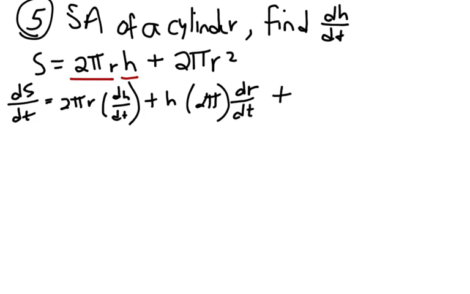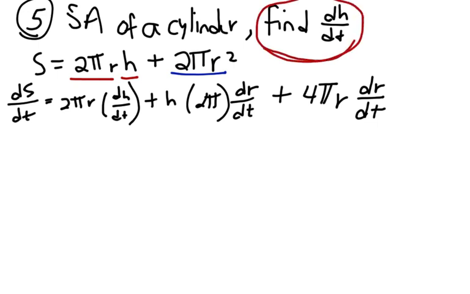plus, now I can take the derivative of this last piece here, 2 pi r squared. So my 2 comes out in front. I multiply 2 times 2 to get 4 pi r to the first power times dr dt. Now, this was all we had to do on the other problems, which are like the ones on the front of your worksheet. We would stop at this point. But on the back, they're asking us to actually find this specific one, dh dt, which is right here in our equation. So basically that means they want me to isolate that.